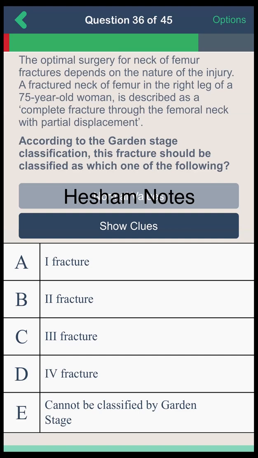Yes, Garden types. Not complete displacement. Complete fracture without displacement. Okay, can you tell all Garden classification? Yes. The first, there is no complete fracture without displacement or angulation, and then in type 2, complete. Okay, non-displaced is type 1. Non-displaced, no angulation, incomplete fracture is type 2. Then complete with displacement is type 3. Complete with displacement is type 4.